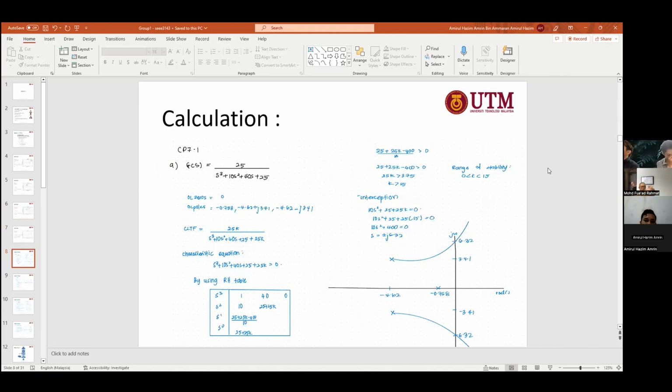So for the first one, the given transfer function. First we find the open loop poles and then open loop zeros by using factorization or using a calculator. Then from that we get the closed loop transfer function by using the formula G(s) over 1 plus G(s). Then we get the characteristic equation. Then we generate a Routh table, which is the RH table, and from that we get the range of stability. And then here is the plot manually. We use a sketch.